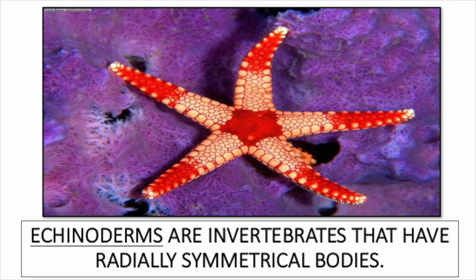Echinoderms are invertebrates that have radially symmetrical bodies. Now what that means is if we took a knife here and we cut down the middle of the starfish, it would look exactly the same on both sides. It would be symmetrical. And it's a type of invertebrate that also lives in the sea. And that's our 8 different types, guys. Any questions? Okay, very well done.